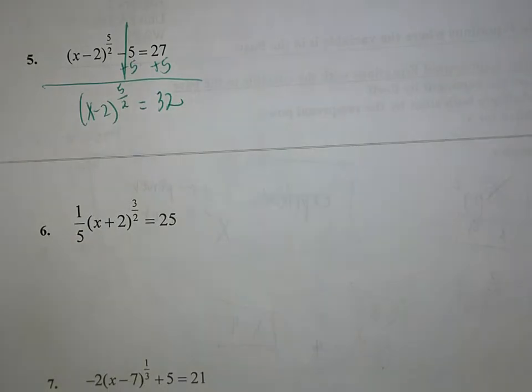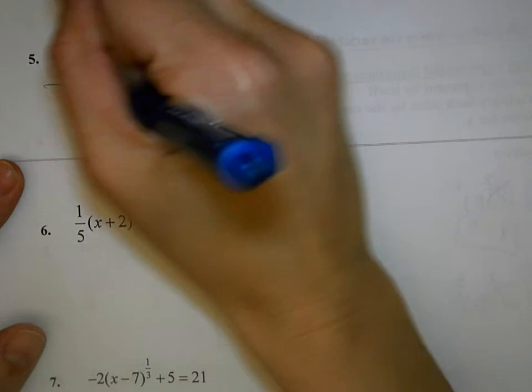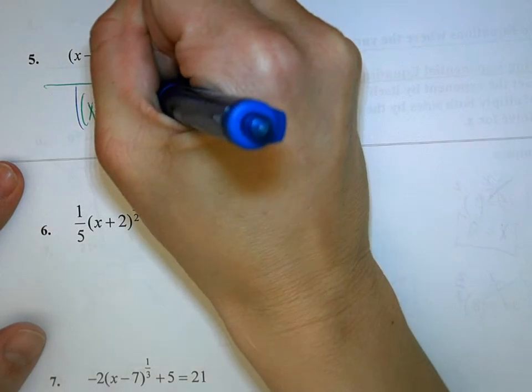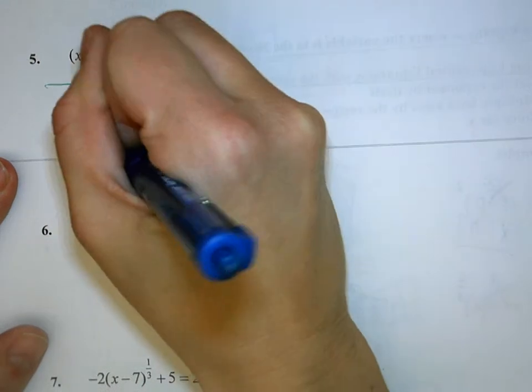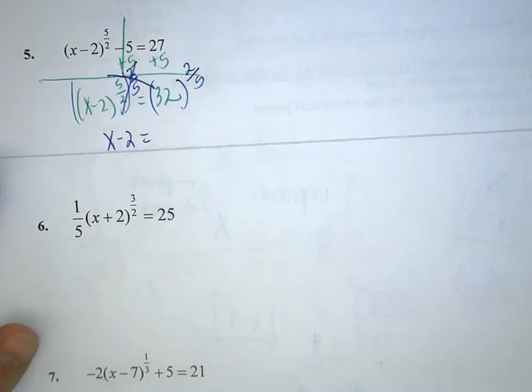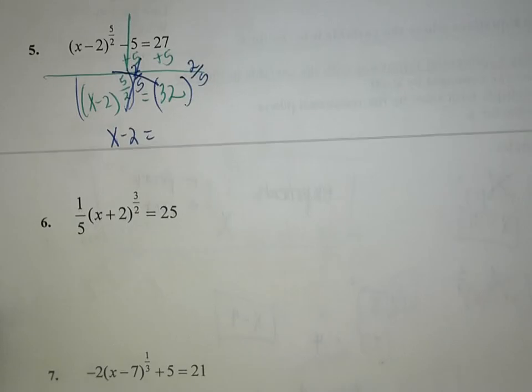Okay, so in order to get rid of that exponent, what will I do? Raise it to the reciprocal power, which is 2/5. Whatever I do to one side, I do to the other. So here these cancel, and I have x minus 2 equals, and then how will I write 32 to the 2/5 power? How do I change that?